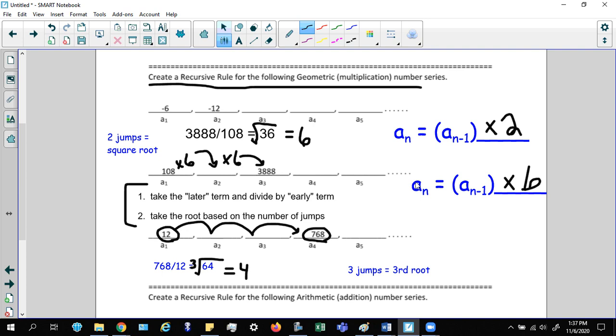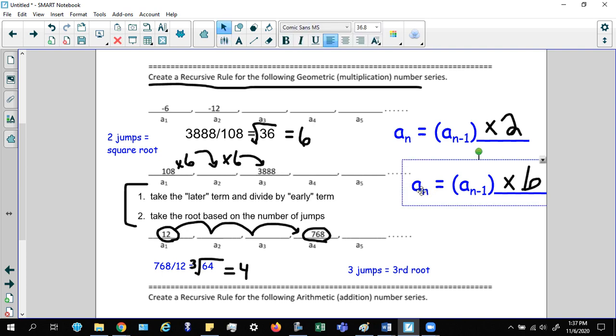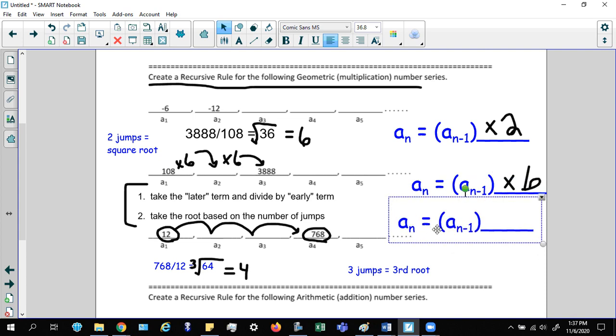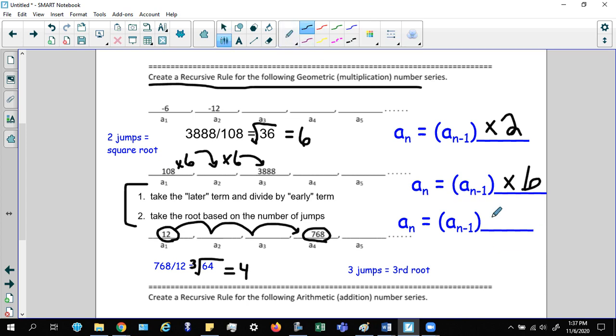So that means my recursive formula is going to be the previous term. So that means every single time I am multiplying by 4. All right, so times 4. There we go.